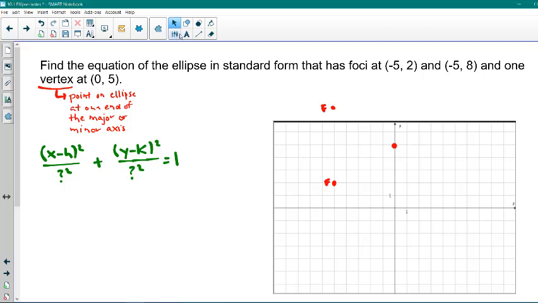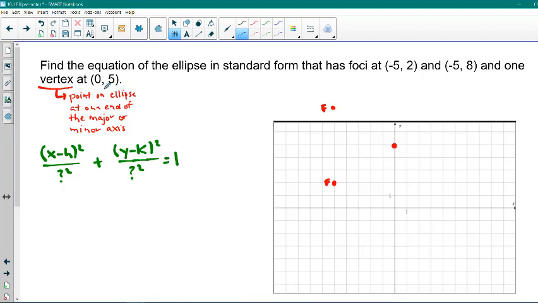Let's take a look at a few problems where we're working backwards. We know some information about the ellipse and we're trying to come up with the equation. So we have: find the equation of the ellipse in standard form that has foci at (-5, 2) and (-5, 8) and one vertex at (0, 5).